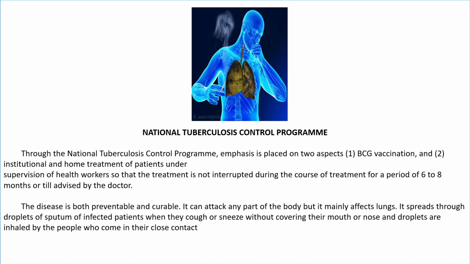Through the National Tuberculosis Control Program, emphasis is placed on two aspects. The first is vaccination, BCG vaccination, that is Bacillus Calmette-Guerin. The other is institutional and home treatment of patients under supervision of health workers, so that the treatment is not interrupted during the course of treatment for a period of 6 to 8 months or till advised by the doctor. So this program emphasizes two forms: vaccination, and the care of the patient at home, or at the institution or hospitals.